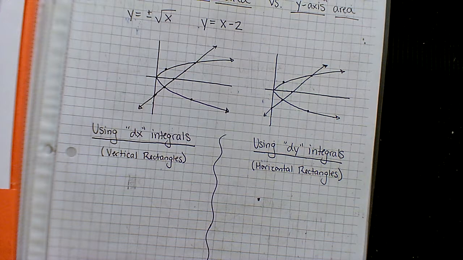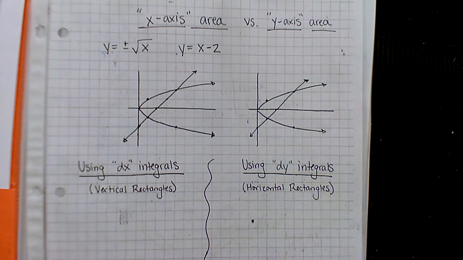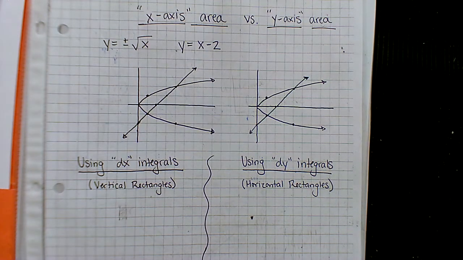Really good. All right, let's go ahead and take a look at kind of x-axis area versus y-axis area. This is when drawing those rectangles might be a little bit more appropriate, or a good visual for us to see what's actually going on here.